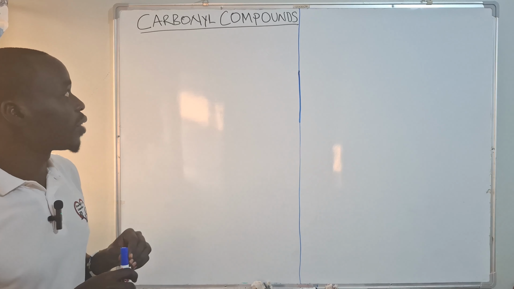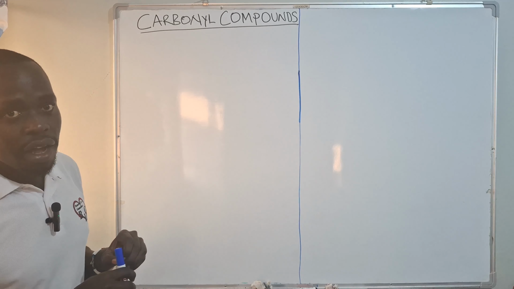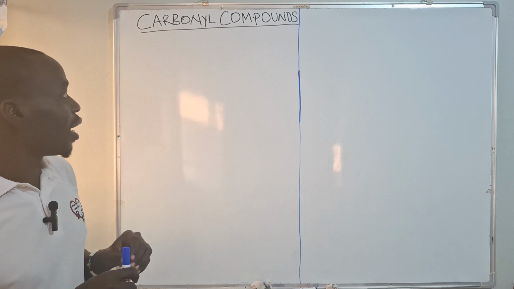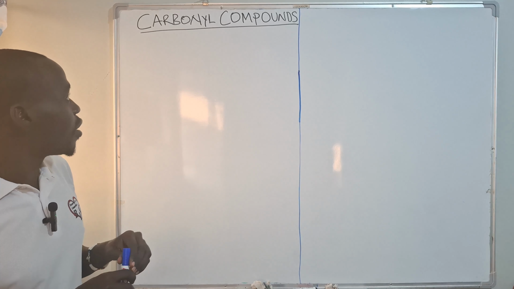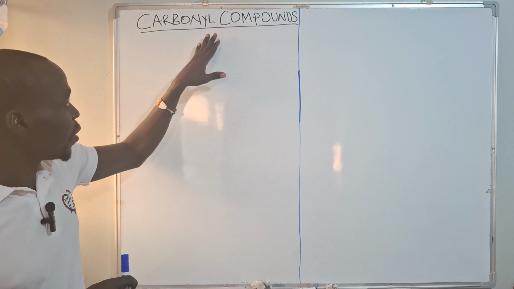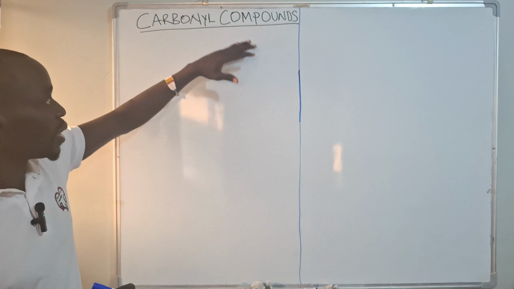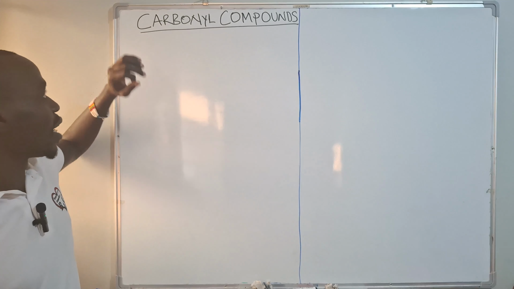Today we are going to talk about carbonyl compounds. So far, we are almost getting done with organic chemistry. So let's look at what we call the carbonyl compounds. And when we want to look at this critically, we need to understand them.